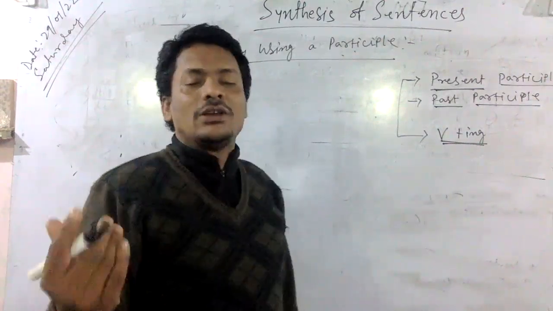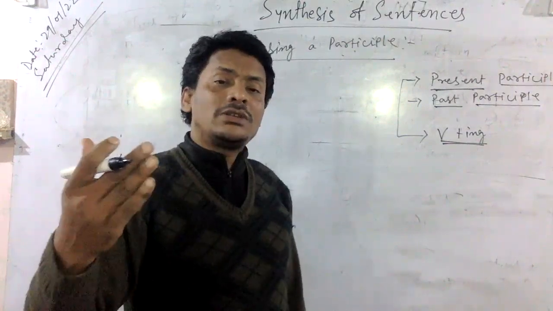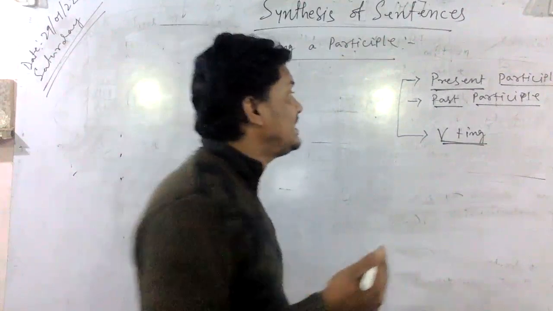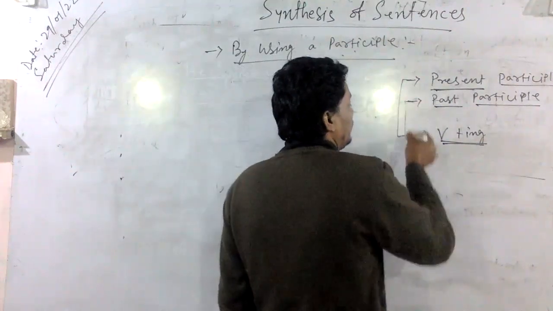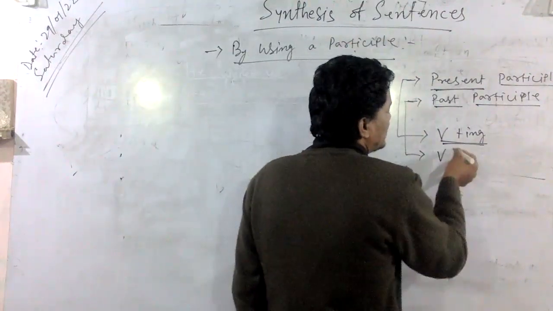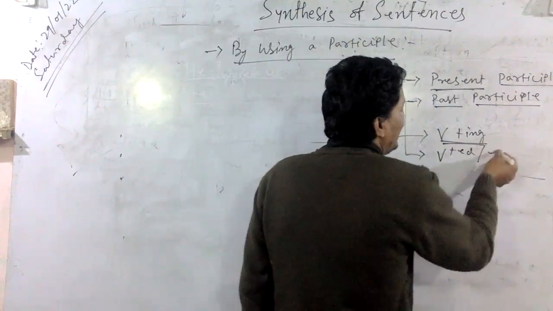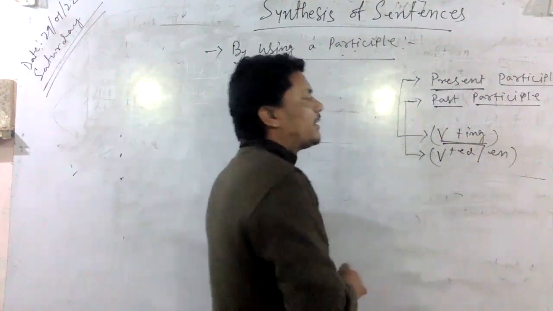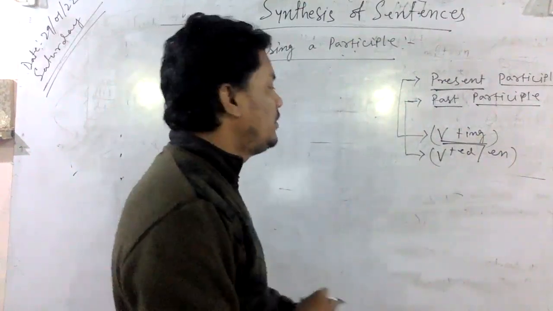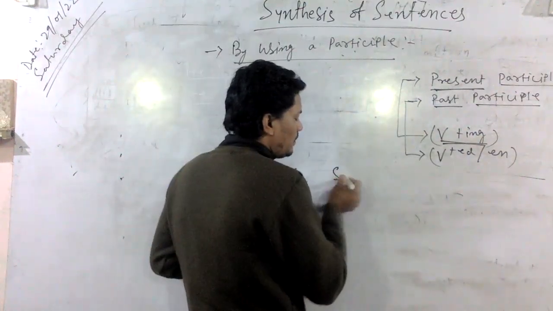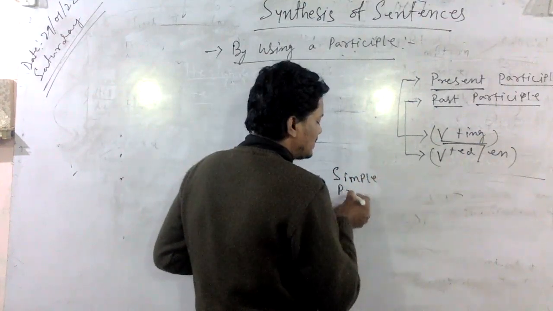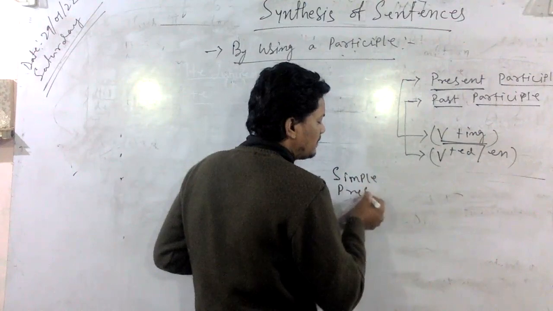Past participle means verb plus ed or en form. Look into it: verb plus ed or en. We also call it verb plus ing, verb plus ed or en form. Like we usually say, past participle is verb plus ed or en. Simple present. We usually say, no? Simple present.